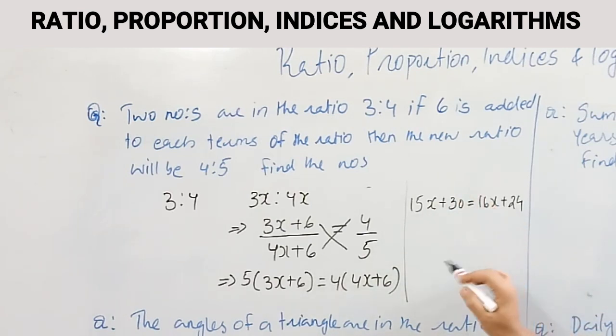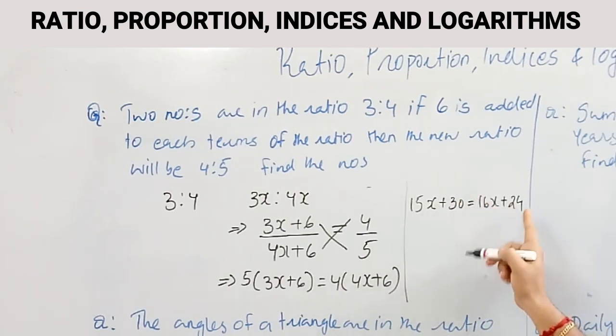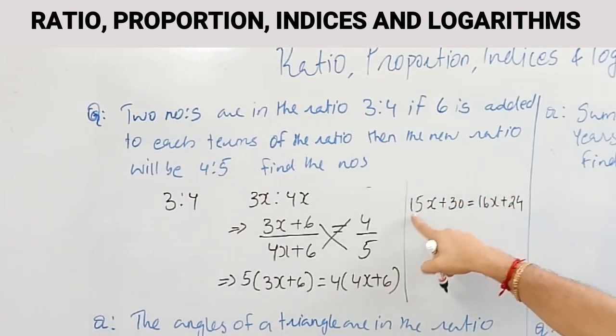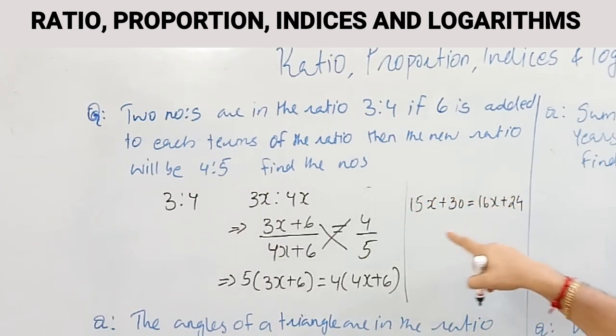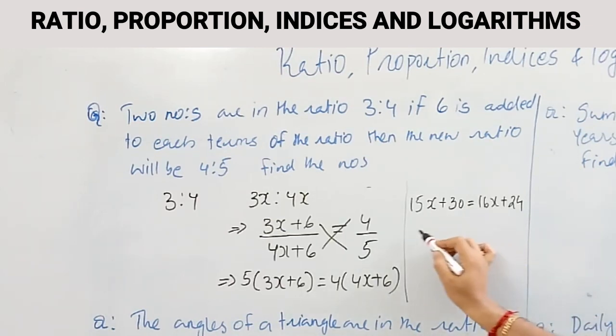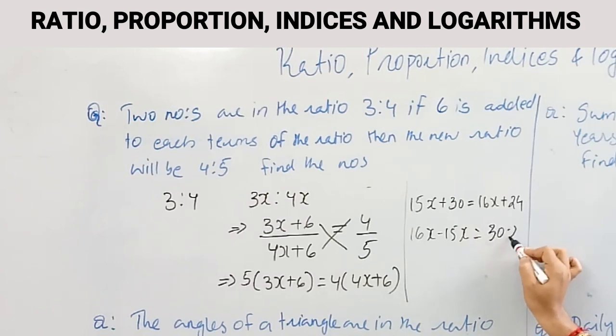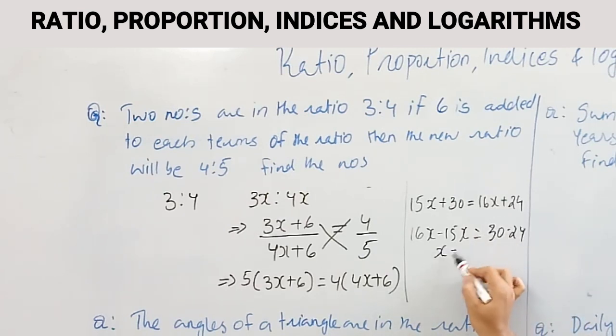Moving 15x to the RHS, 30 and 24. That means 16x plus 15x into RHS means negative 15x. That means 16x minus 15x will be equal to 30 minus 24. That means x is equal to 6. We get the value of x as 6.